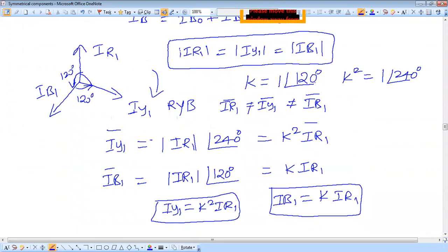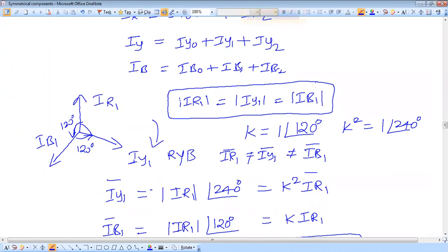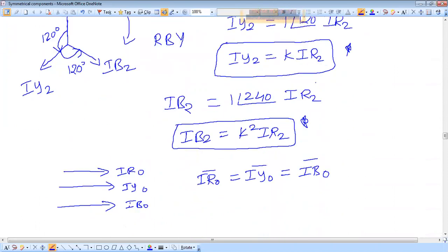Now, in the above equations, simply replace IY0 with IR0, IY1 with K square times IR1, and IY2 with K times IR2. Similarly, IB0 is replaced with IR0, IB1 with K times IR1, and IB2 with K square times IR2. Now I'm going to write the same equations.